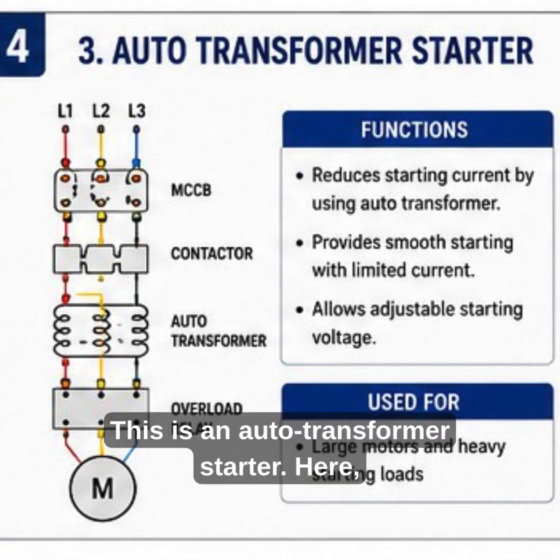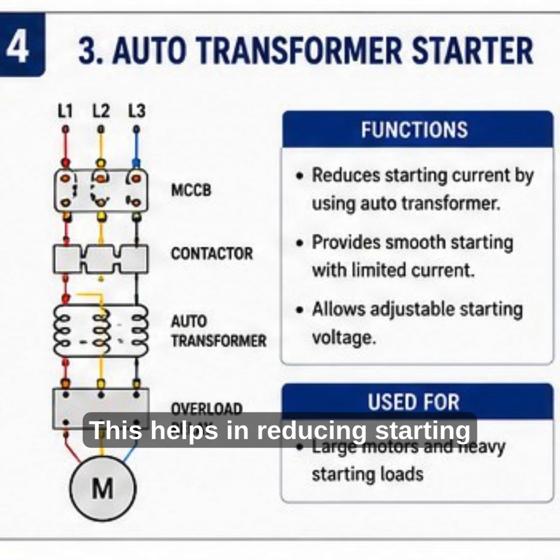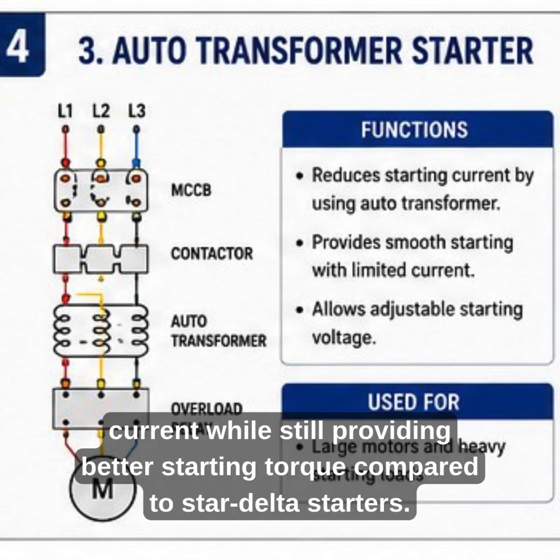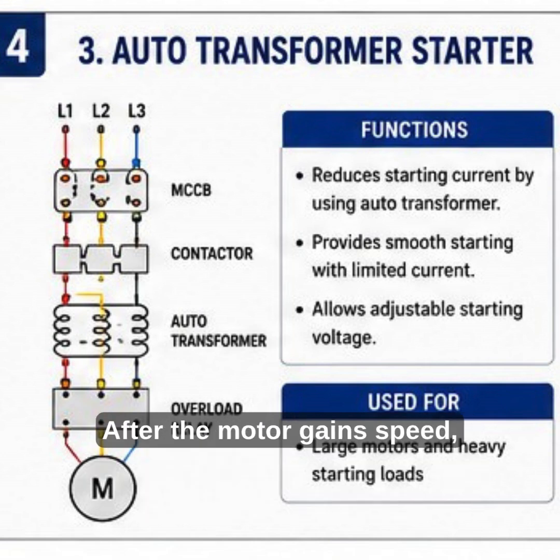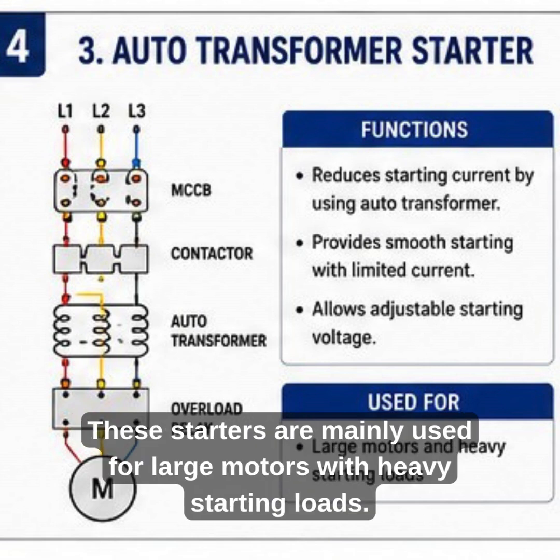This is an auto transformer starter. Here, an auto transformer is used during motor starting to reduce the applied voltage. This helps in reducing starting current while still providing better starting torque compared to Star Delta starters. After the motor gains speed, the transformer is bypassed and the motor runs on full supply voltage. These starters are mainly used for large motors with heavy starting loads.